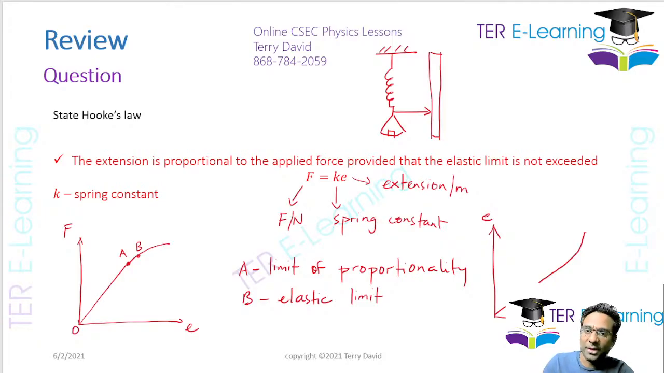So here's what I'm saying. You need to make sure you know what Hooke's law is. Hooke's law states that the extension is proportional to the applied force, provided that the elastic limit is not exceeded. That's what CSEC wants. Write that. You're going to get full marks for that, right?